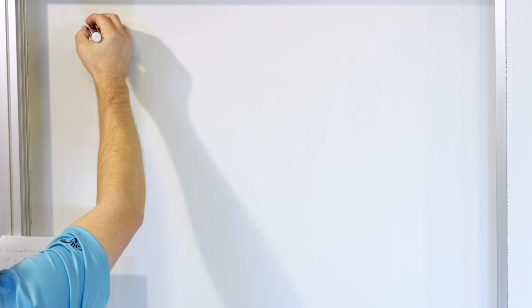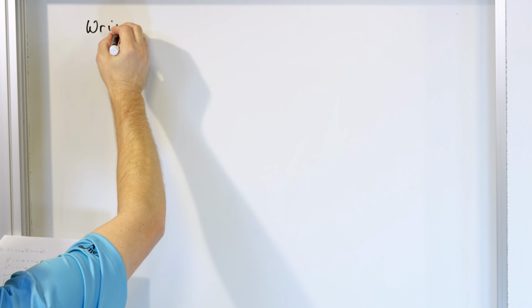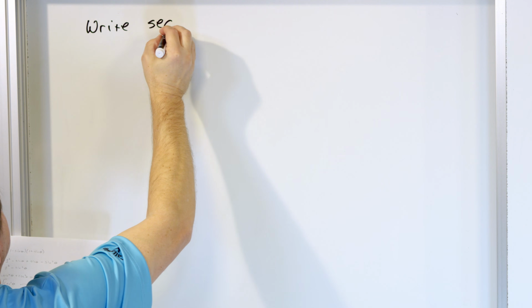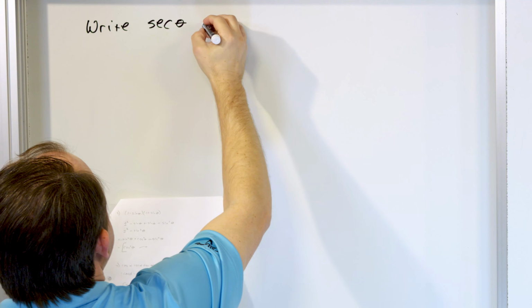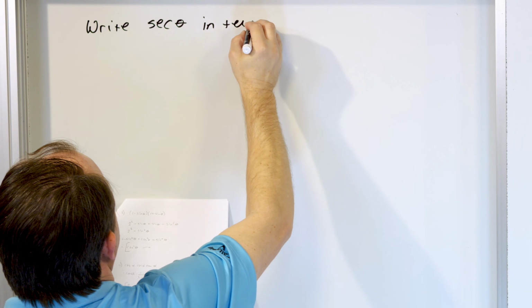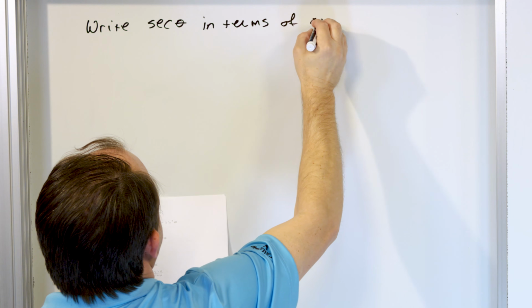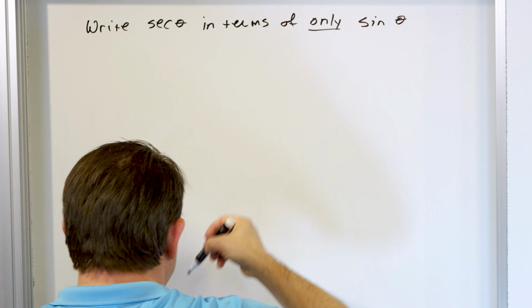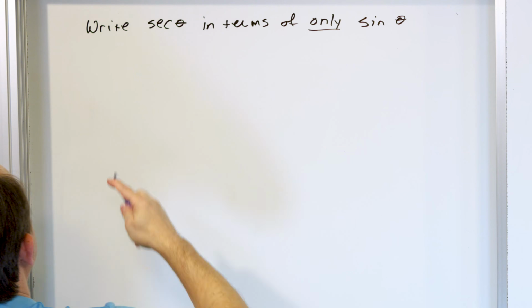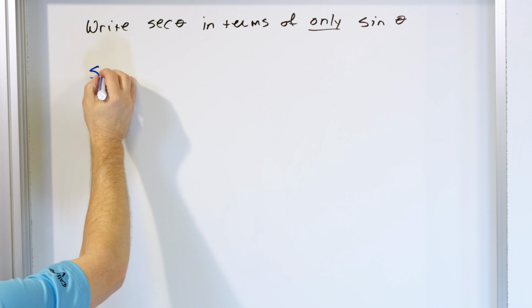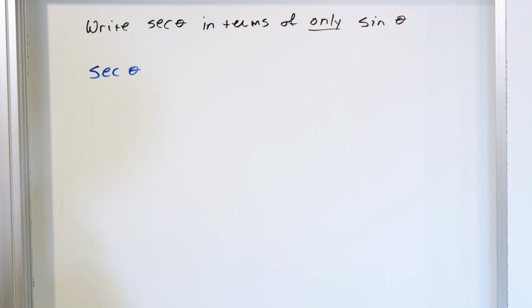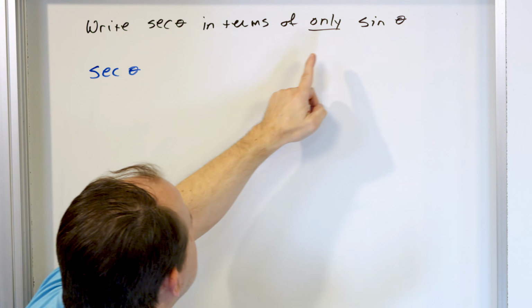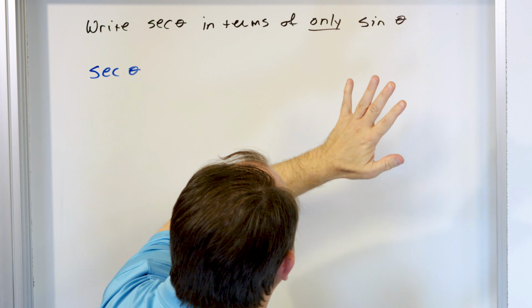What I want you to do is write the function secant of theta in terms of only, and I'm going to underline the word only, sine of theta. So in other words, on the first line of the solution, we're going to write secant of theta. And I want to write secant of theta in terms of sine of theta, but only sine of theta.